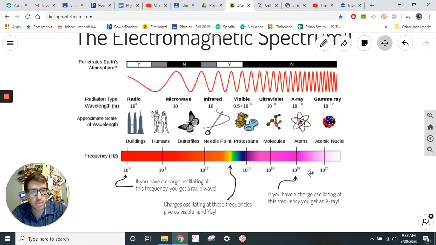Pretty easy. If it's vibrating at this frequency, then I get an X-ray. And if it's vibrating within this range of frequencies, then I get visible light. So depending on the frequency of the oscillations of that charge, I get a certain frequency of light, which gives me then, because they're all traveling at the same speed, a certain wavelength.